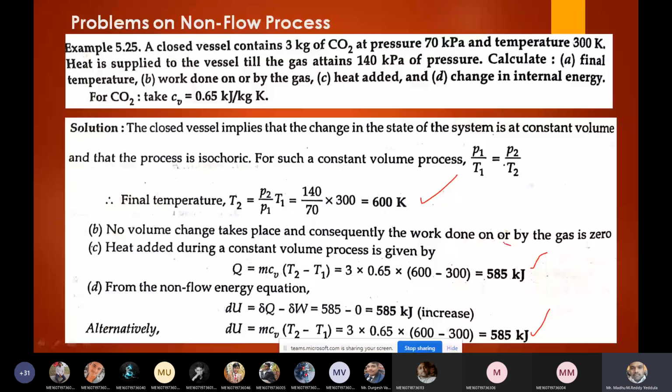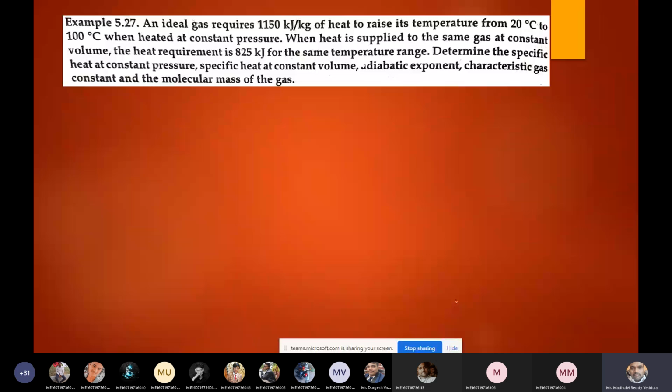Now the next problem we will see. Let me copy the problem.